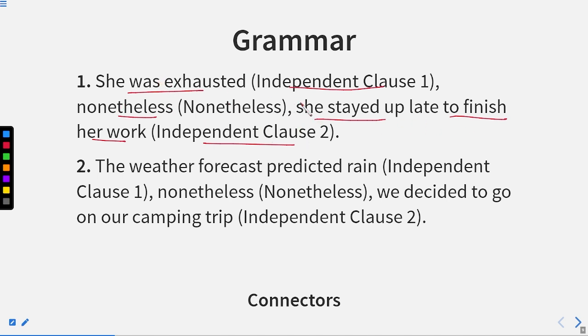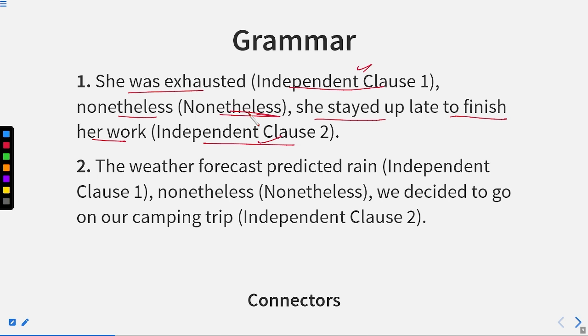She finished her work. So this is one independent clause, this is another independent clause, and we are just adding a word, nonetheless, between these two clauses just to make it a complete sentence, and it is showing the contrast from one situation with another.